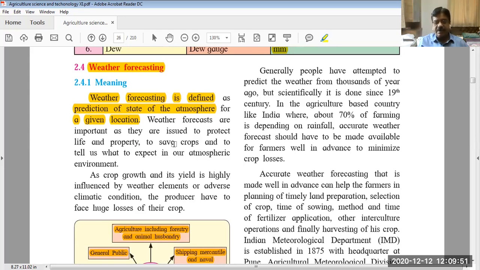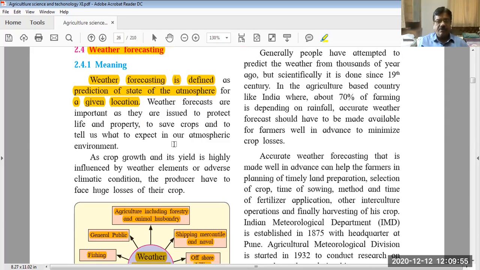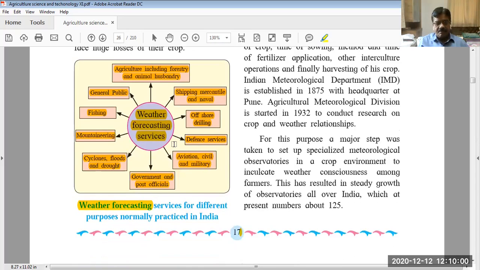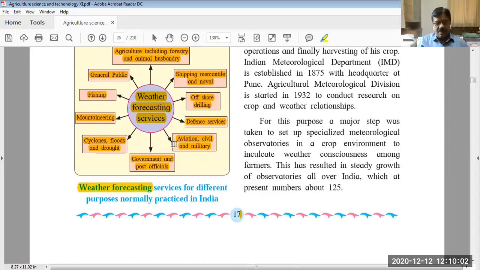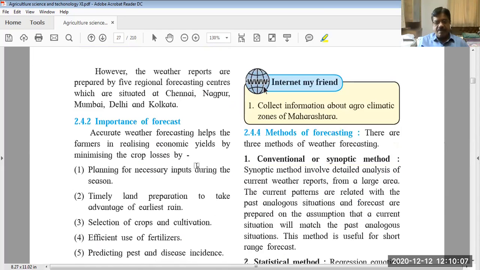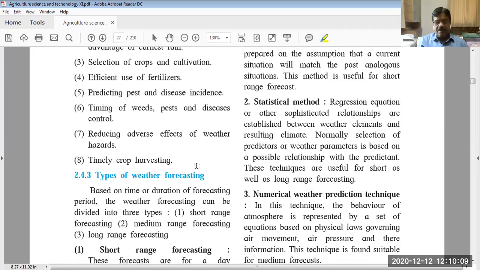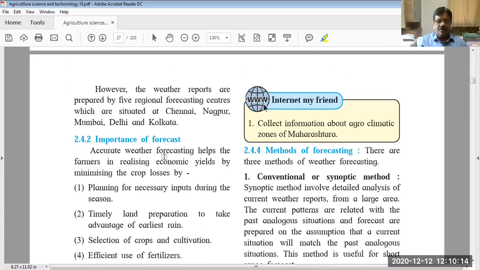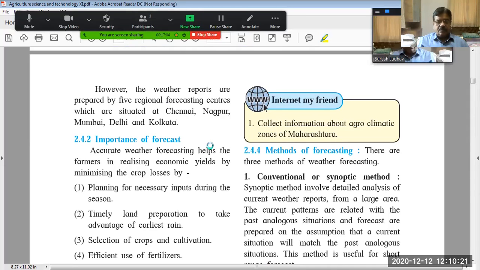These were the instruments used to measure various climatic factors. Now let us come to weather forecast. You might have seen or heard from television or radio that weather forecasting is done at the end of the news story or news bulletin. Now, what is weather forecasting? Weather forecasting is defined as prediction of the state of atmosphere for a given location and given time.